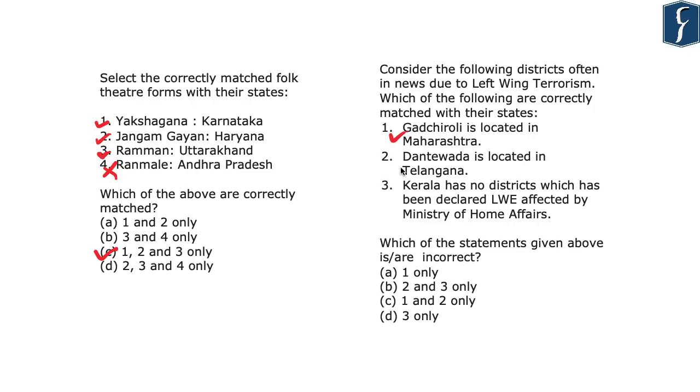Statement 2 says Dantewada is located in Telangana. Now this statement is incorrect as Dantewada is located in Chhattisgarh. Statement 3 says Kerala has no districts which has been declared left-wing extremism affected by the Ministry of Home Affairs. And this is also incorrect. Now you might think that this leads us to the right answer A, 1 only. But the question asks which of the statements given above are incorrect. And hence the right answer is B, 2 and 3 are incorrect. So it is important for you to read these questions very carefully.